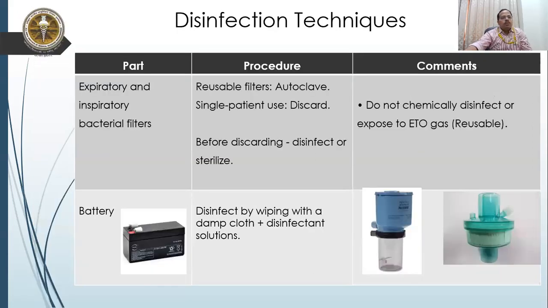Now we will move on to some other parts like filters. I am showing you here two kinds of filters. This one is a reusable one, as I said, supplied by the manufacturer, and the other one on the right is the disposable one. The reusable ones, you need to clean and disinfect the lower part. This one is to be autoclaved, whereas the right one is a disposable one. So after use, every time you need to dispose them.